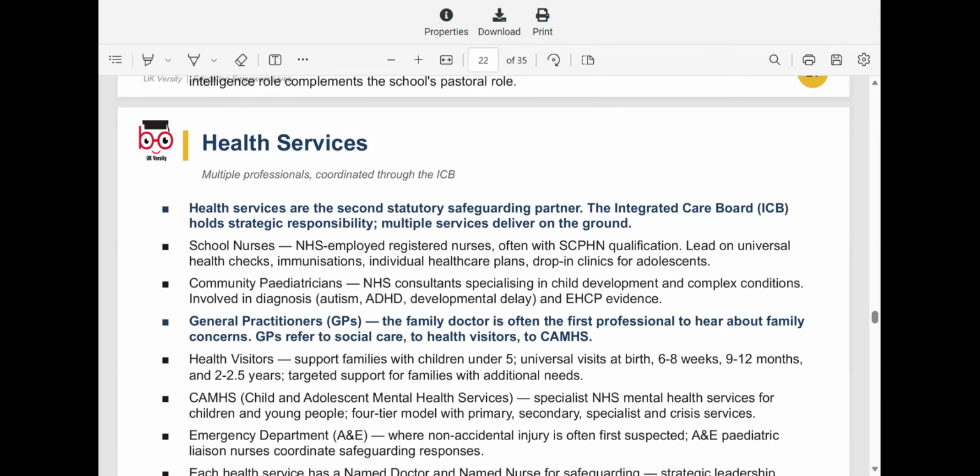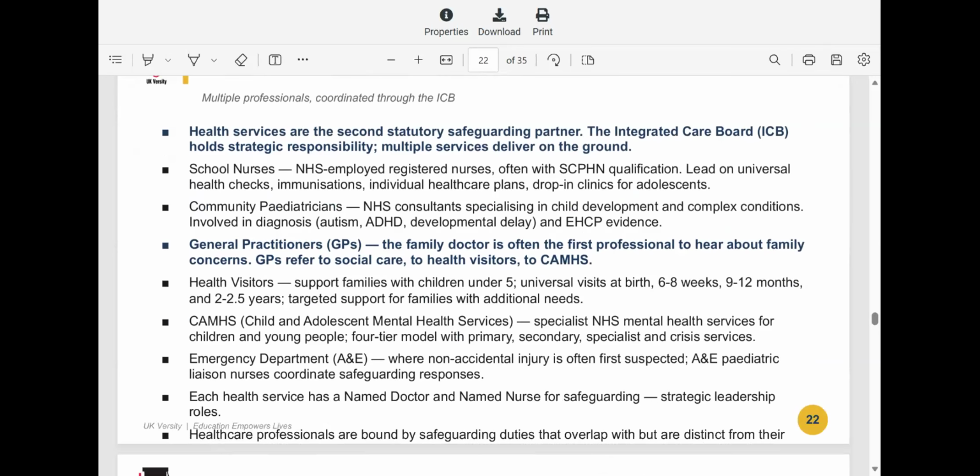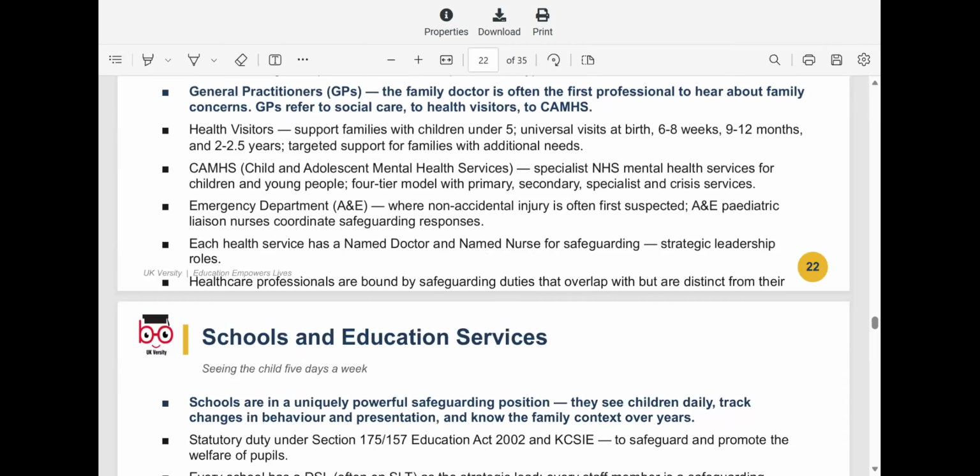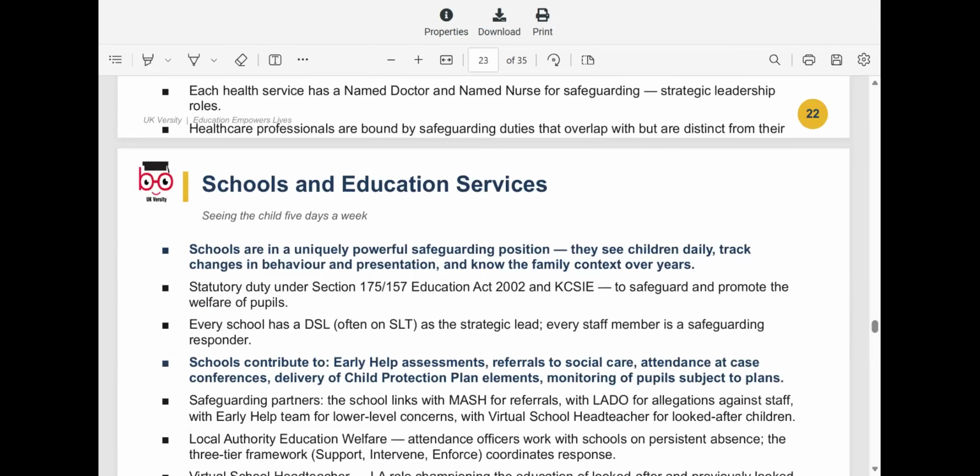The health services are involved when it comes to any element of a safeguarding partner. The ICB has a responsibility to put in place school nurses so that they check, immunise and look at healthcare plans for the child. Community paediatricians, general practitioners, health visitors, CAMHS, again, for mental health in children, and emergency A&E, where they suspect anything, they need to liaise with safeguarding. And that's happening quite well actually, where children are being referred to social services from the NHS.